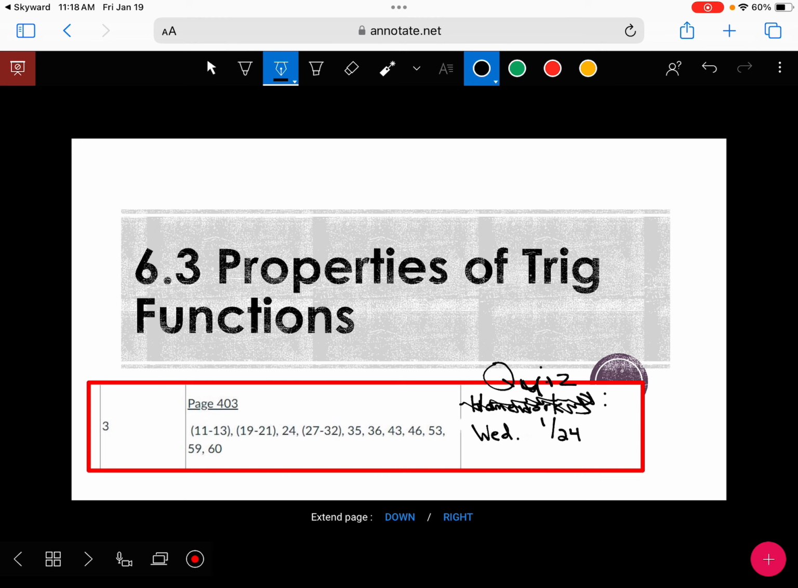Yes. Sweet. So if you're starting notes, you can title it 6.3 Properties of Trig Functions, if you want to keep your notes all nice and neat. That's what we're getting started on today.